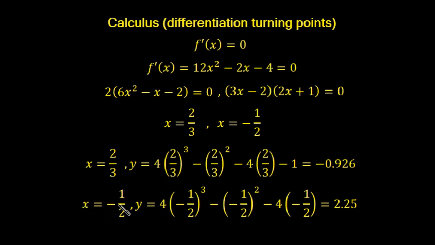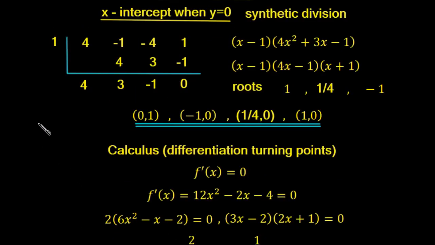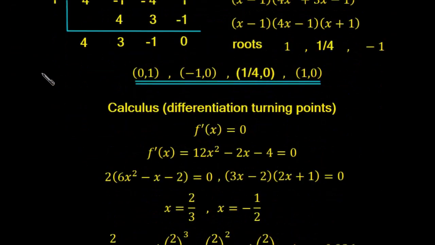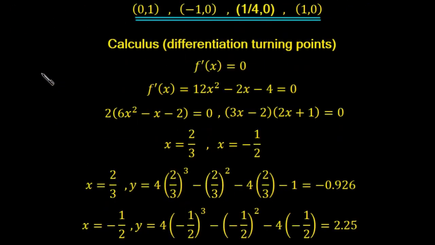And whenever x is equal to minus a half, the same thing occurs. We put minus a half in for x, and we get the value of 2.25. So we're just putting the values of 2 upon 3 and minus a half back into the original equation up here. So let's continue on to the last page and we'll see what the graph looks like, and we'll also find out what the nature of these turning points are.